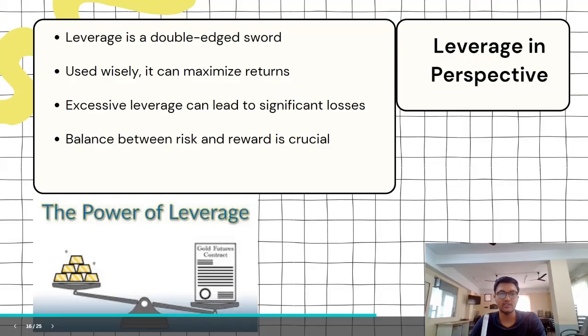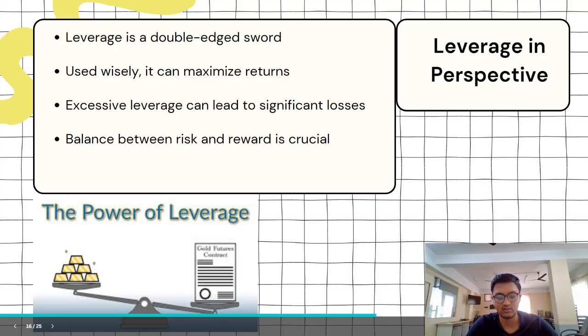So use it very wisely. It can very much maximize your return. Everyone uses it, and you should learn how to use it, even though you're not using it now. But at some point in future, you should definitely use it in order to make huge financial gains. And there should be a balance between the risk and reward.